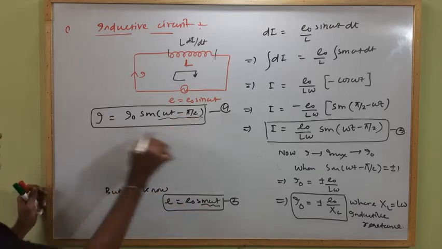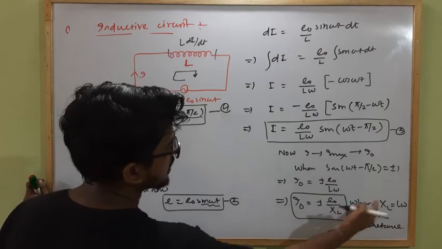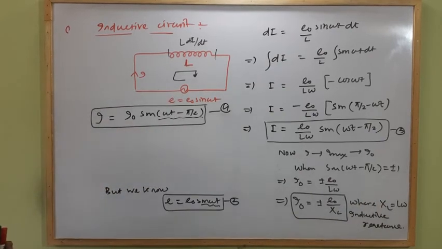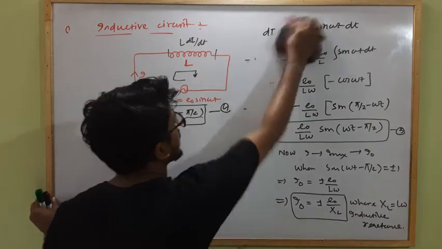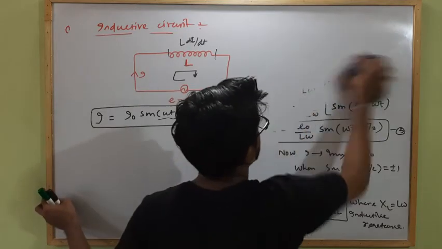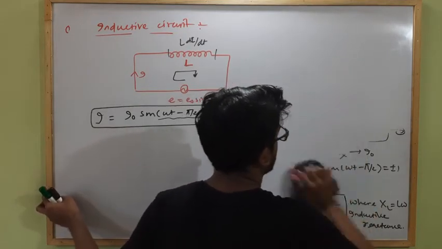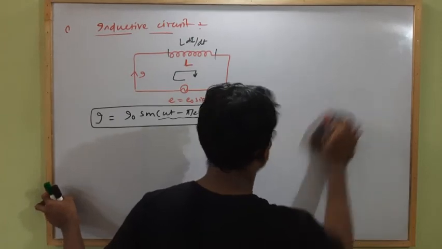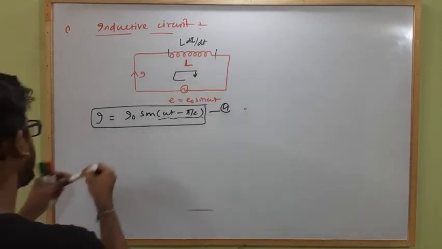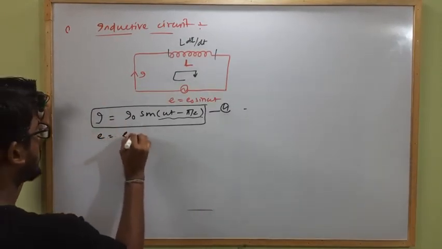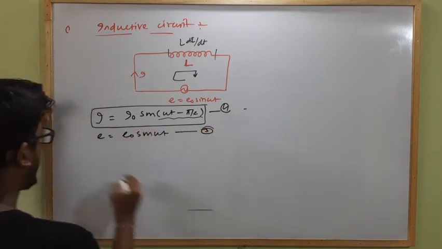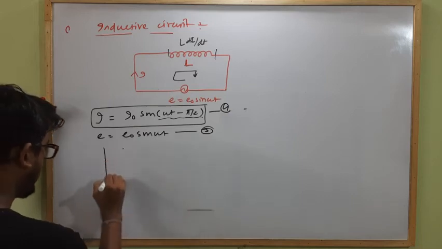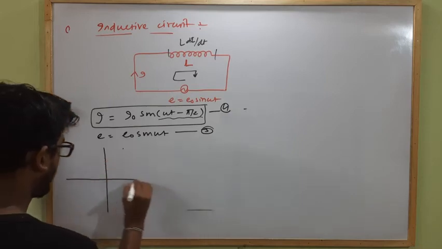Clear? And where I naught is equal to how much? E naught by XL, XL equal to L omega, which is known as inductive reactance. So now if we are plotting the phasor diagram and wave diagram, it will be like this. This is I and E equal to E naught sin omega t. So I am drawing the phasor diagram.